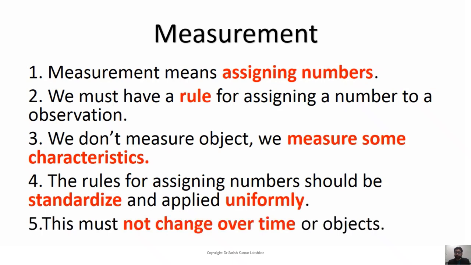We don't measure objects. We measure some characteristics. So when we talk about measurement, we always measure some characteristics. The rule for assigning numbers should be standardized and applied uniformly. The rule must be applied uniformly for the entire data. This must not change over time or from object to object.